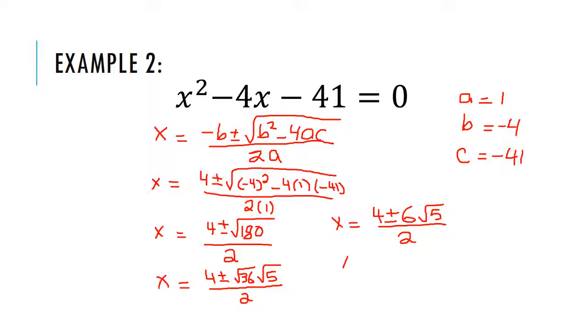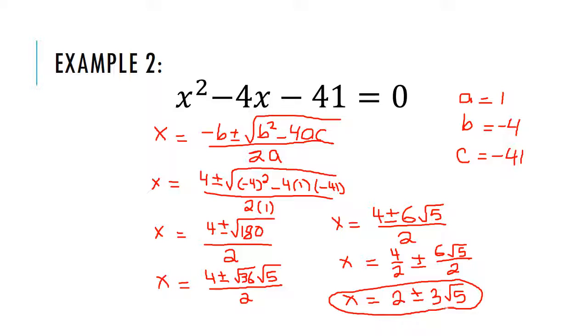I also can simplify this even more by breaking down the fraction into 2 parts, where I have 4 over 2 plus or minus 6 radical 5 over 2. Looking at the first part, I'm going to have 4 divided by 2, which is 2, plus or minus 6 divided by 2 is 3, and I have 3 radical 5. And that's the answer.